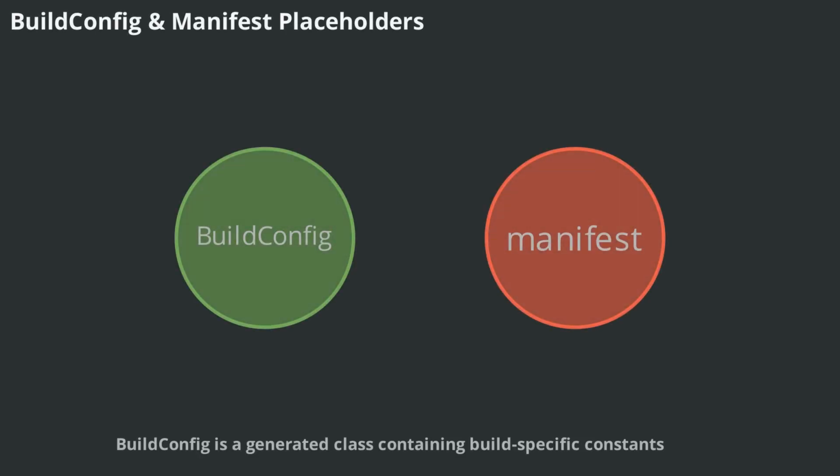BuildConfig is a generated class containing build-specific constants, accessible in code. Manifest placeholders allow value replacement in AndroidManifest.xml at build time, useful for customizing application IDs, API keys, or configurations based on build types or flavors. These features enhance build flexibility and customization.